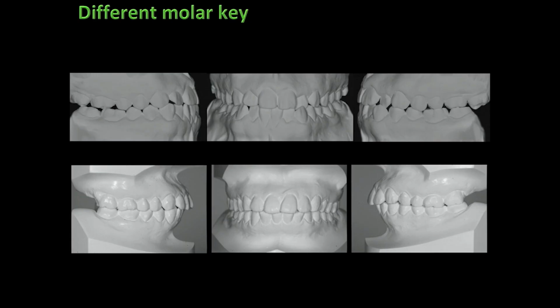Let's compare these two cases. Both of them present asymmetric molar relationship and midline issues. Both cases present a class 1 molar relationship on the right side. However, in the upper case, there is a class 3 relationship, while in the lower case, there is a class 2 relationship.